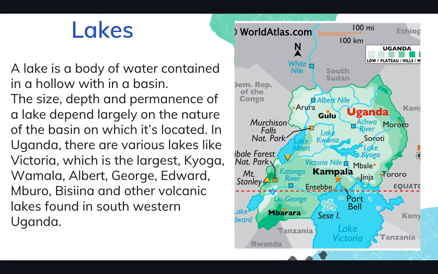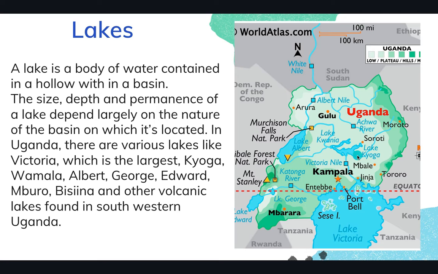And then we have crust-warped lakes, and those are lakes like Kyoga, Victoria, and Wamala, formed due to crustal warping, where we see warping taking place on land and creating a depression or a basin, which is later filled by water. Right here on our map, it is trying to show us the kind of lakes that we have and the rivers that we have.